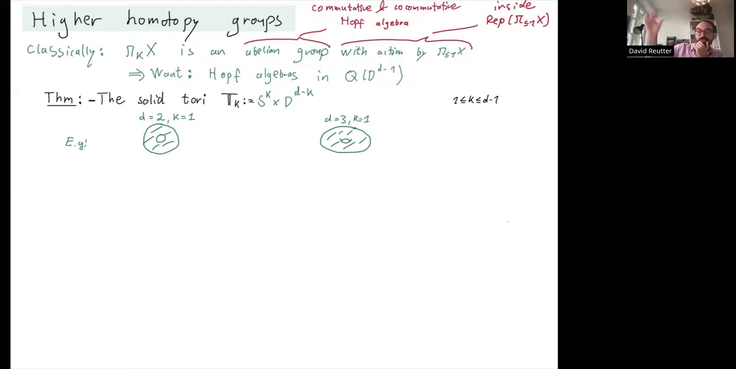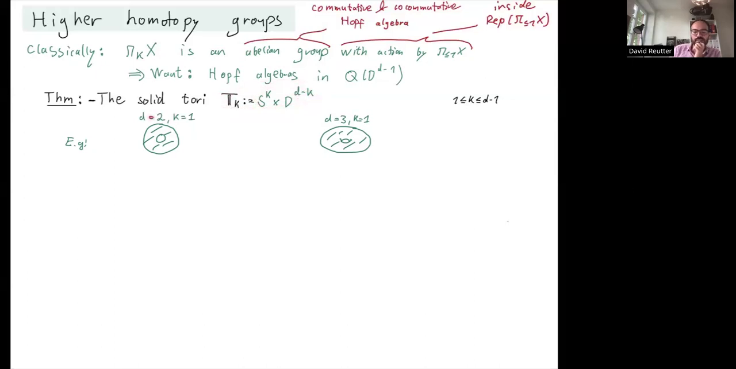So I'll explain the geometric side now, why you get these Hopf algebras. And what these Hopf algebras are essentially, they're sort of a slight fix, but let's start looking at just the solid torus of dimension D, or these solid variants of tori of dimension D. So these manifolds, S^k cross D^(D-k).